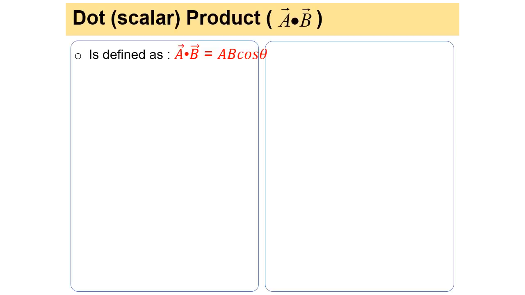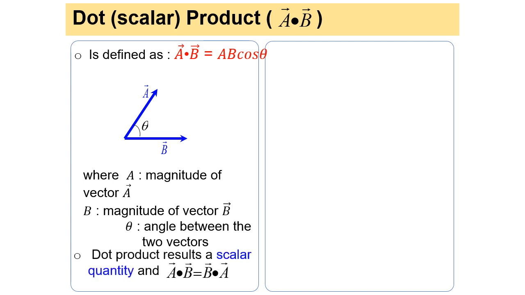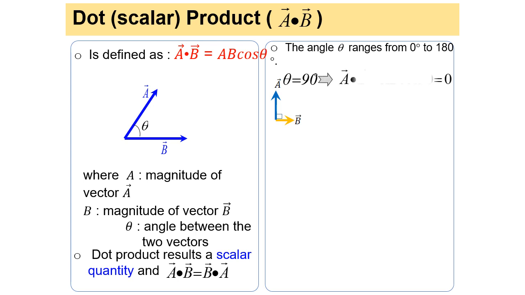Dot product is defined as A dot B equals AB cos theta. As you can see here, the dot product results in a scalar quantity. The angle theta ranges from 0 to 180 degrees. If theta is 90 degrees, A dot B equals AB cos 90. Cos 90 is 0, meaning that the scalar product is 0.